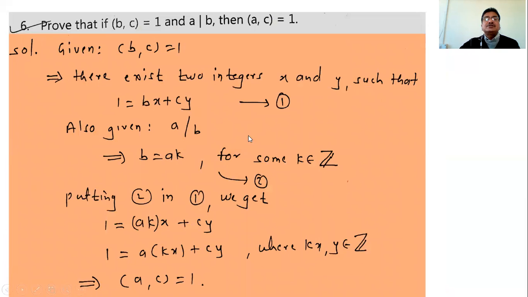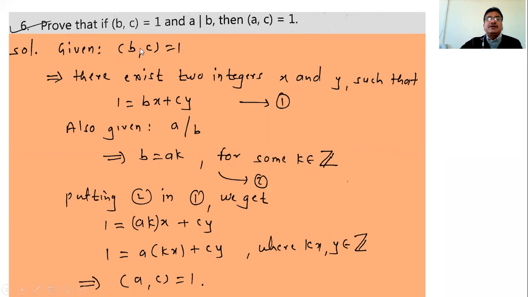Then the examples on Euclid's lemma are similar to Euclid's lemma. That is, the greatest common divisor of b and c is 1, and a divides b, then we have to show the greatest common divisor of a and c is 1. So the greatest common divisor of b and c being 1 is given, and this is to show. The greatest common divisor of b and c is 1 means there exist two integers x and y such that 1 is expressed in the form bx plus cy. This is by using the previous theorem.